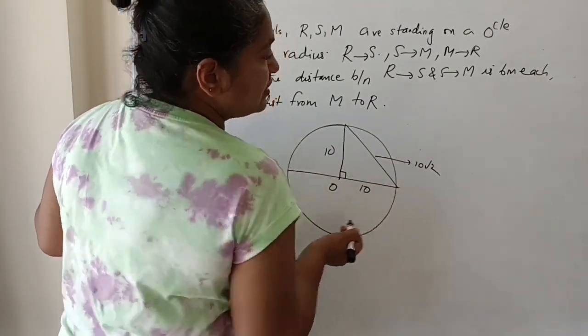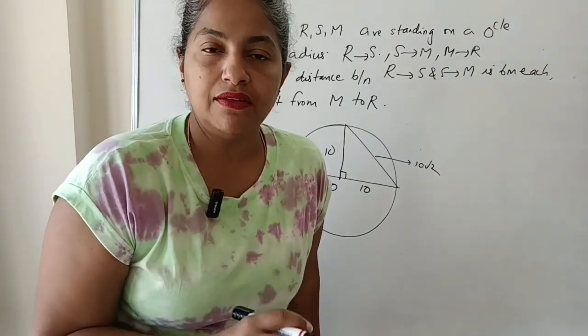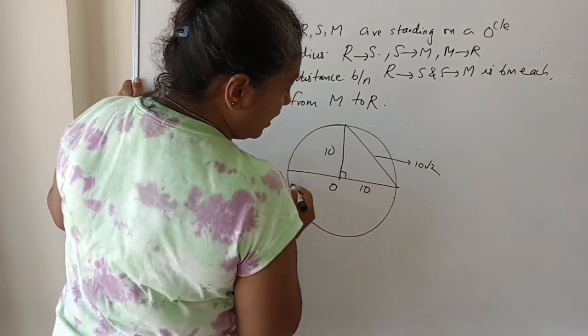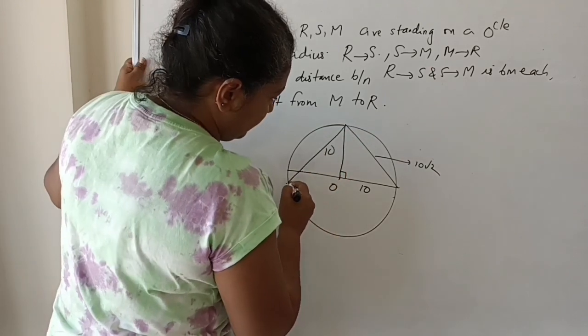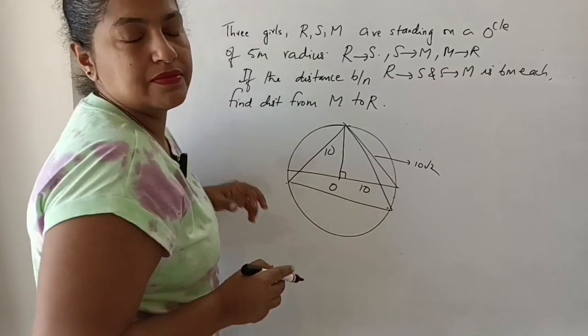15 meters is greater than 10 root 2. 10 root 2 will be around 14.14. 15 meters is greater than 10 root 2. So that particular line will fall under the diameter. So the girls are placed in this way. This and this.